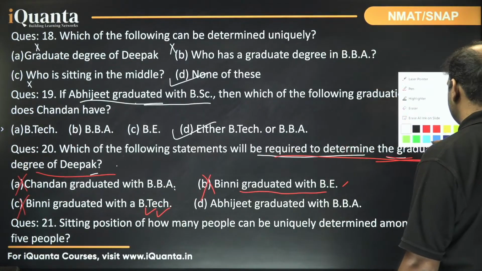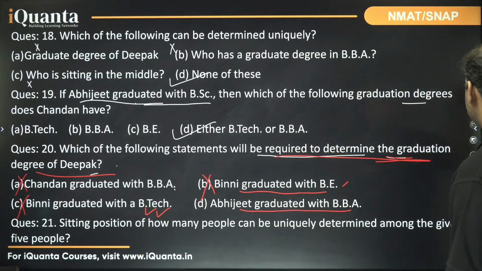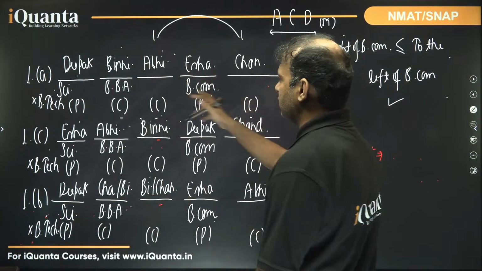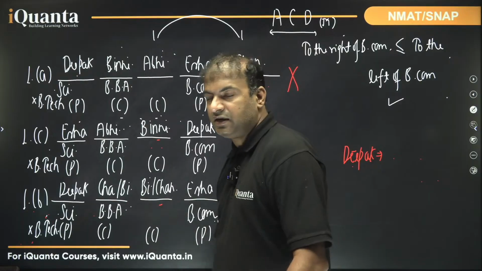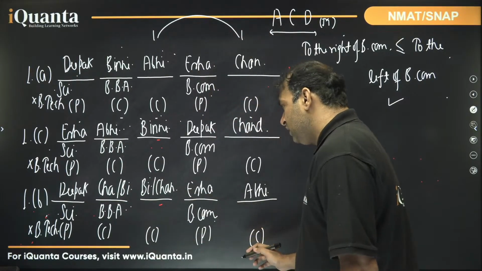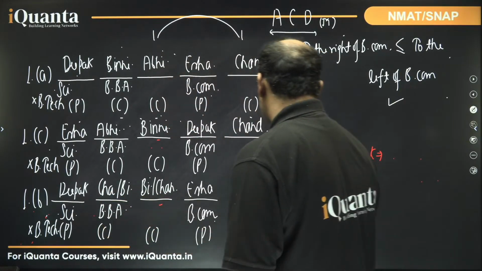In this case, guys, they are saying that Mr. Abhijit is graduated with BBA. All right, Abhijit is graduated with BBA. So first case is again not possible because here Abhijit is not BBA, Bini is BBA, right? Second case, Abhijit is BBA, which is fine. Third case, Abhijit is not BBA, right? Because BBA is either Chandan or Bini. So this case is also got cancelled out.